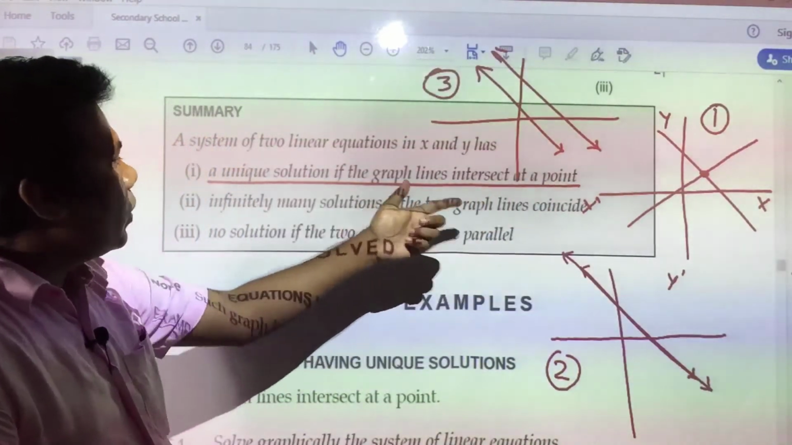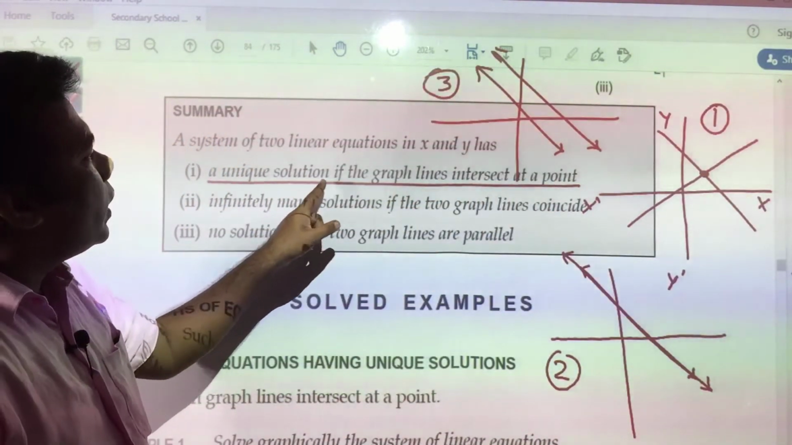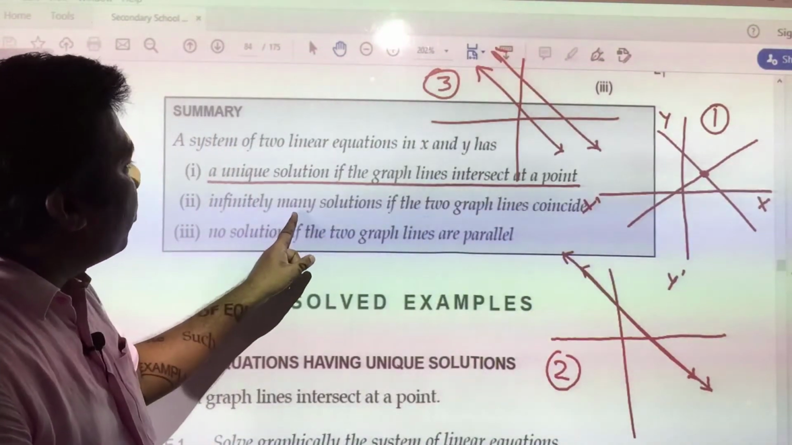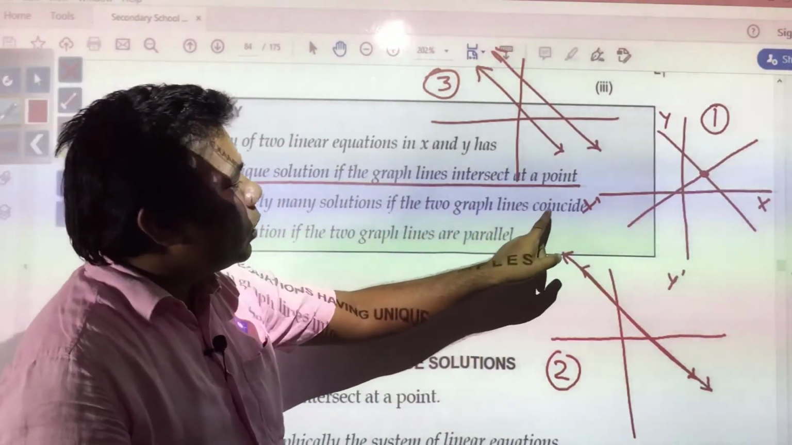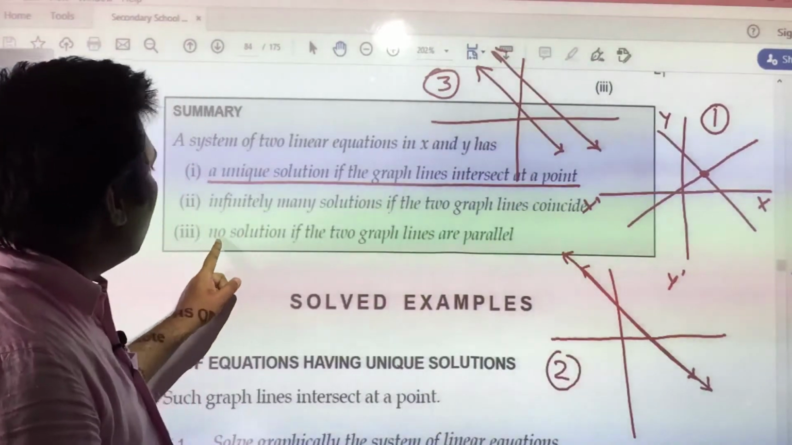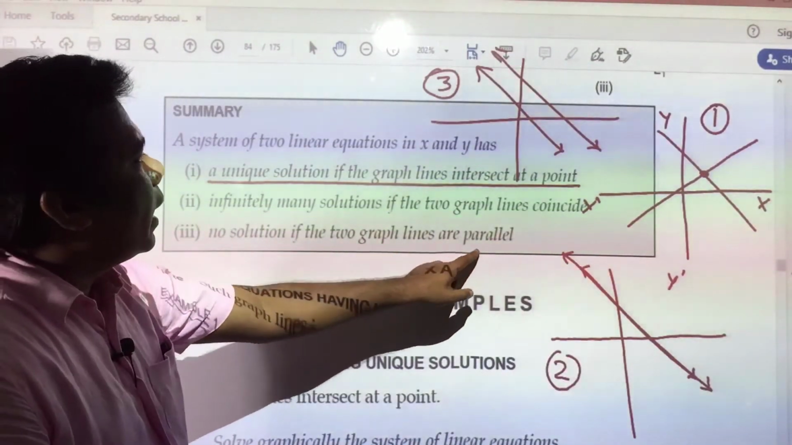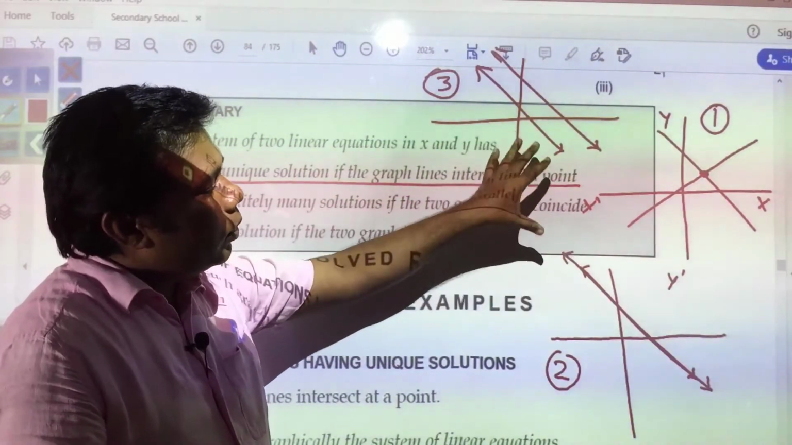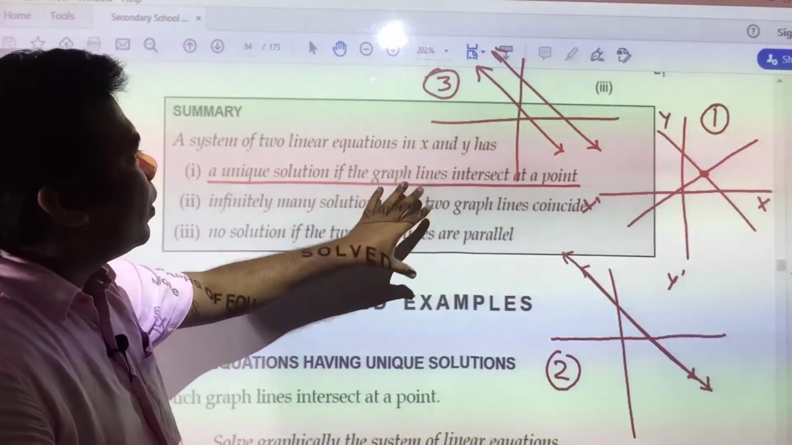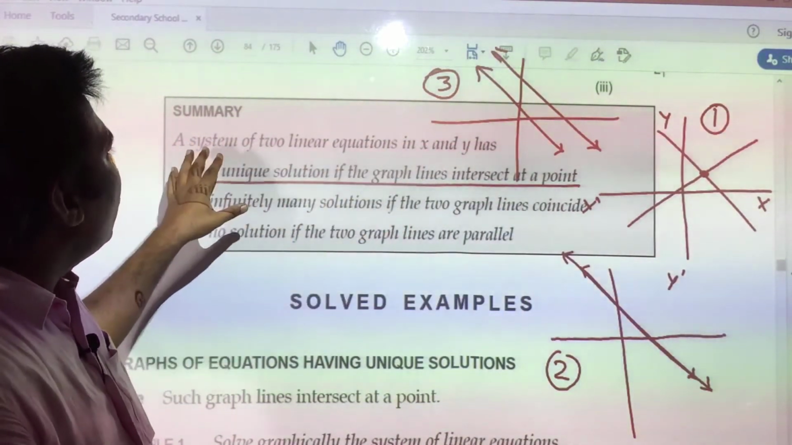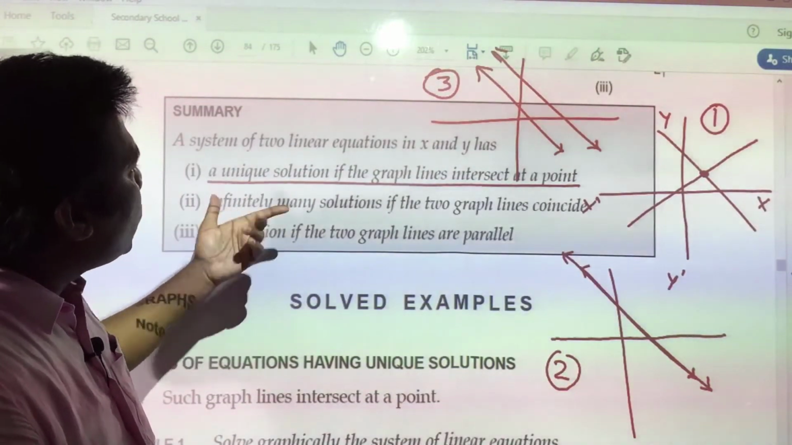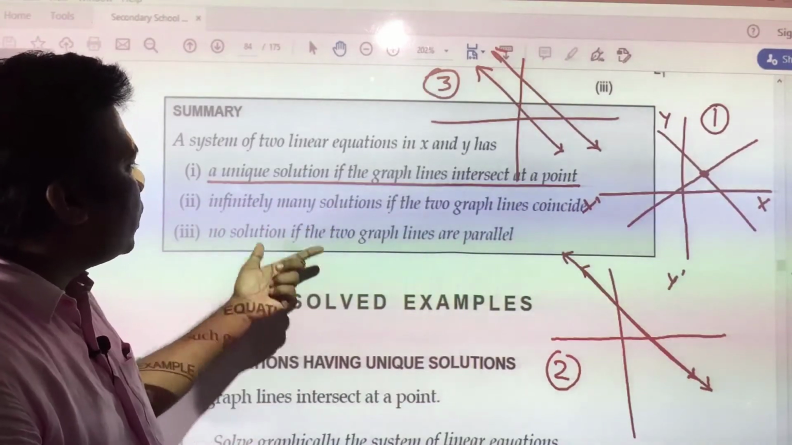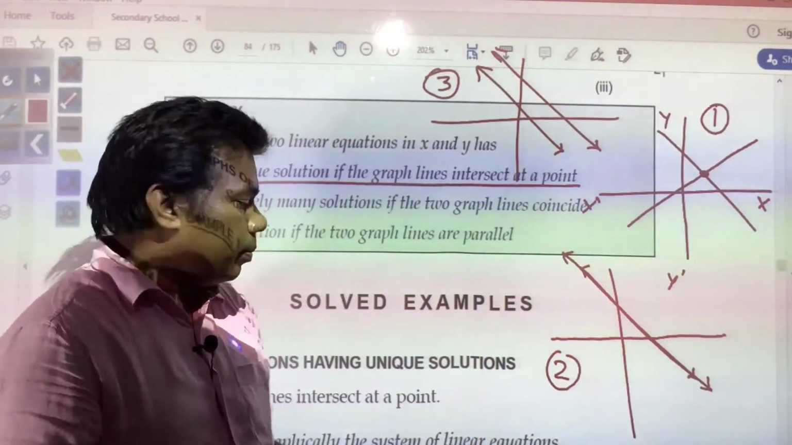In summary: a unique solution if the graph lines intersect at a point, infinitely many solutions if the 2 graph lines coincide, no solution if the 2 graph lines are parallel. So, I hope you understood. By plotting the graph you will come to know which type of graph you are getting and what solution you will get, either a unique solution, many solutions, or no solutions.